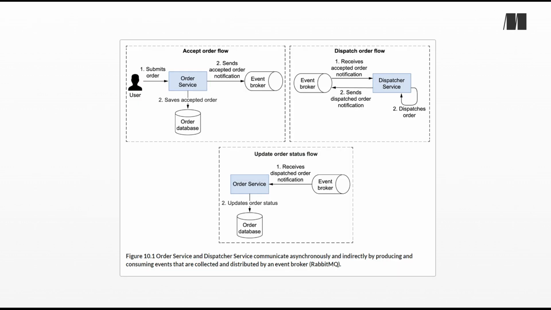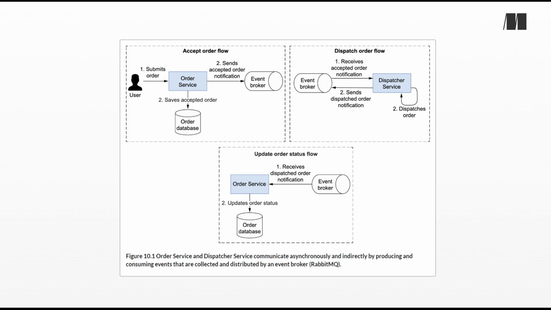This type of interaction should be asynchronous and can be modeled with the pub/sub model. Figure 10.1 illustrates the interaction and describes three flows for accepting, dispatching, and updating an order. They are temporally decoupled and executed asynchronously.